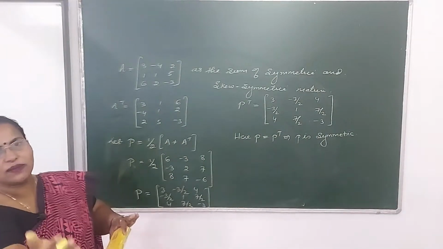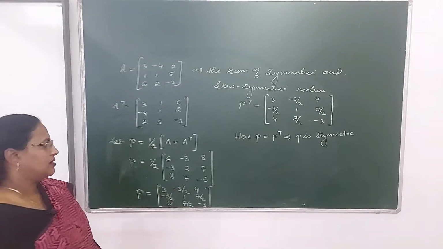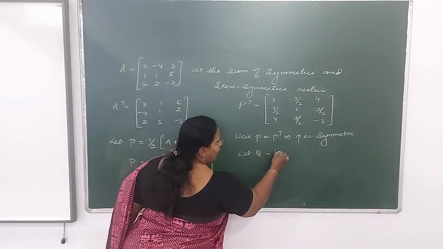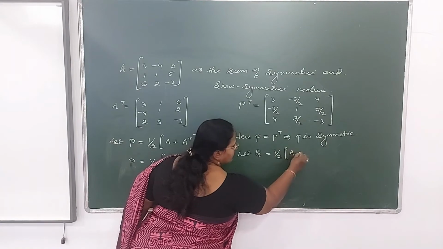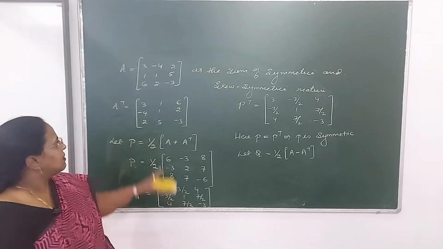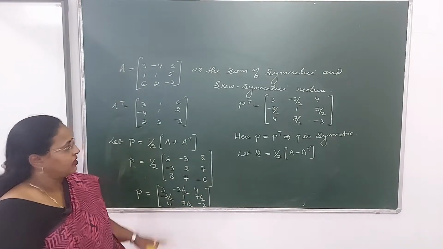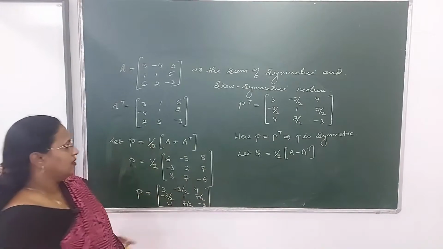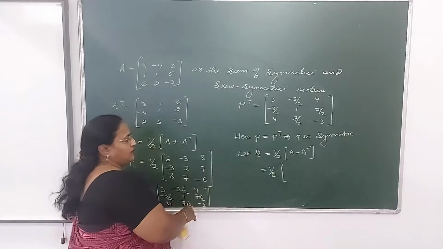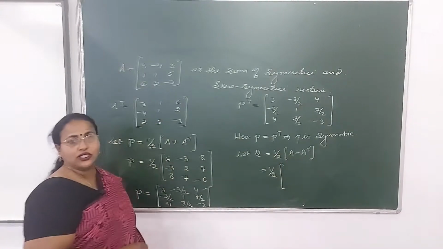Now we'll go for the next part. Now what is the next part? You will be checking for skew symmetric. So for that, let Q is equal to half of A minus A transpose. Subtract the two and later on you will be multiplying it by half. So we can do it directly. So this is equal to half of A minus A transpose. Let us subtract the two.